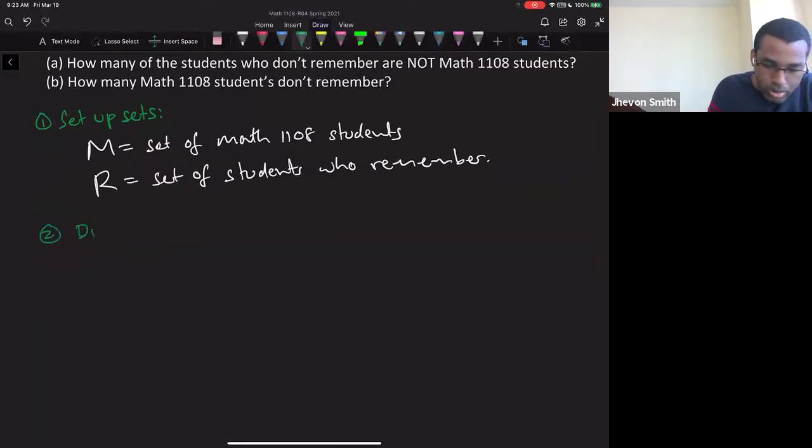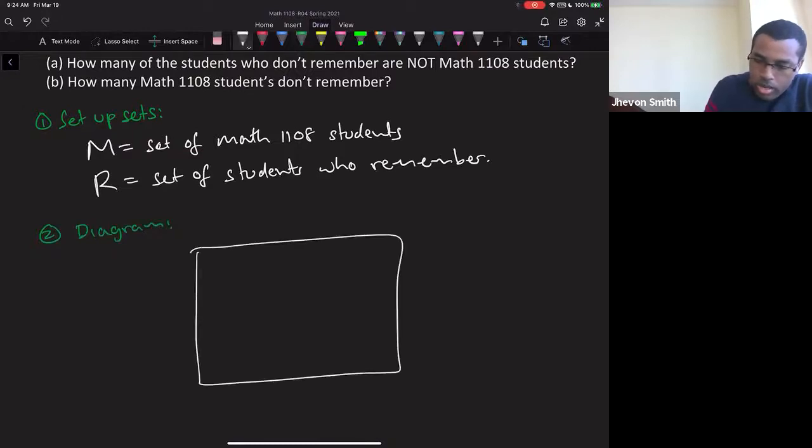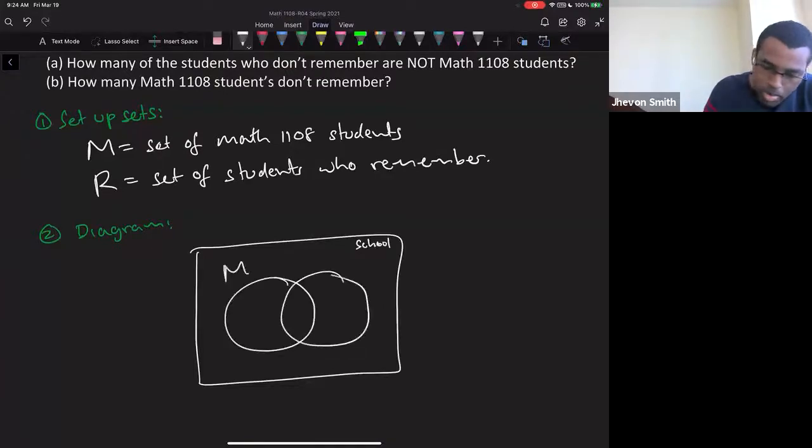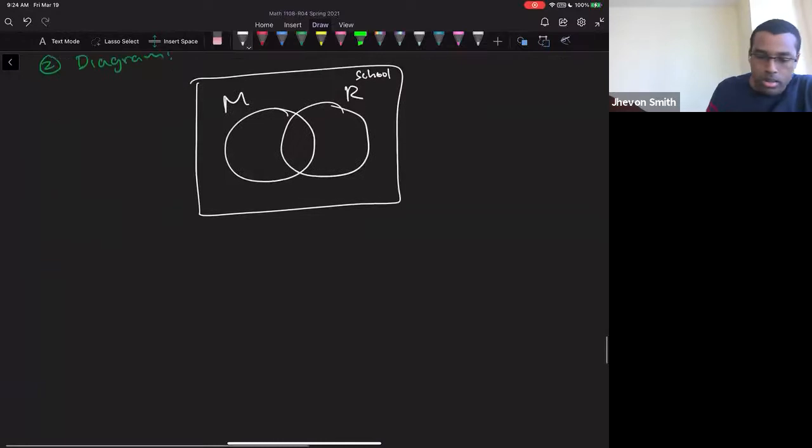Step 2, diagram. Here's my universe. It's the school that we're talking about. And there's the set M and the set R. Step 3, fill out the diagram, which I would do on that picture.